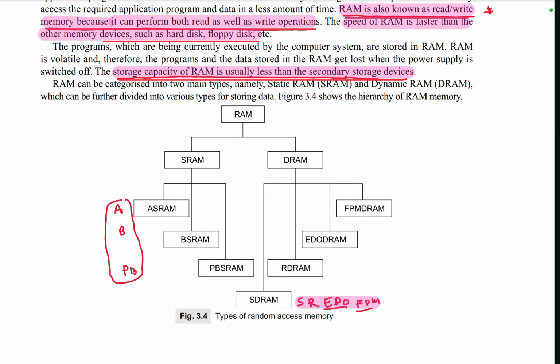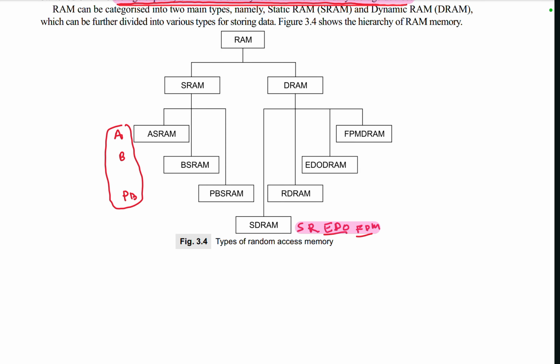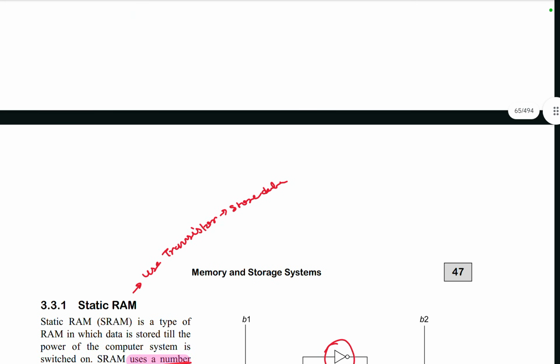RAM is of two types, SRAM and DRAM. SRAM includes asynchronous SRAM, burst SRAM, and pipeline burst SRAM. DRAM includes SDRAM, RDRAM, EDO-DRAM, and FPM DRAM.